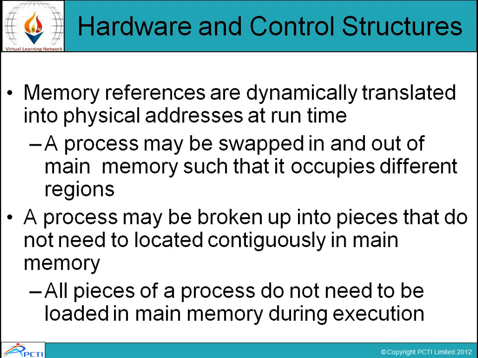Now starting with hardware and control structures. The memory references are dynamically translated into physical addresses at runtime. A process may be swapped in and out of main memory to occupy different regions. A process may be broken up into pieces that do not need to be located contiguously in main memory. All pieces of a process do not need to be loaded in main memory during execution. Only the particular parts of a program which are being executed at present are loaded into memory.